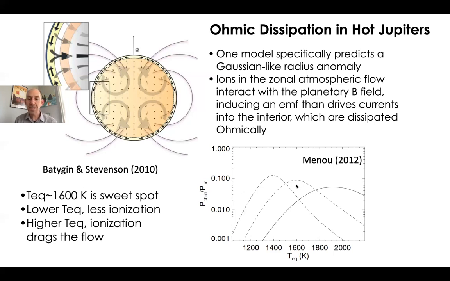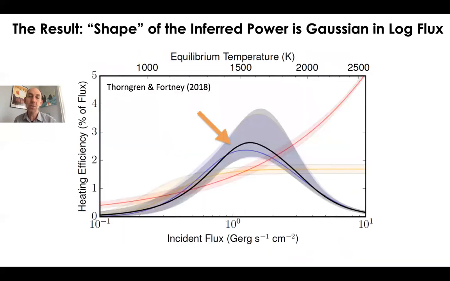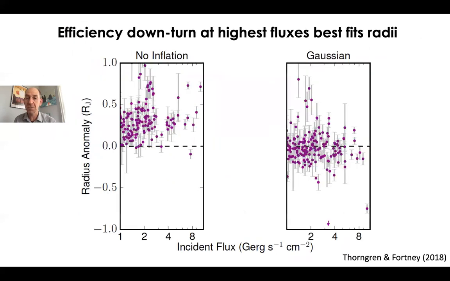And it turns out that 1600 degrees is kind of a sweet spot, because below 1600 degrees, there's not enough thermal ionization to ionize your alkali metals. But above 1600 degrees, the ionization is so strong that you tend to drag the flow, and so the flow becomes more sluggish. And so this sweet spot at around 1600 degrees is interesting, because it's a prediction of ohmic dissipation that matches what we see from the population itself.